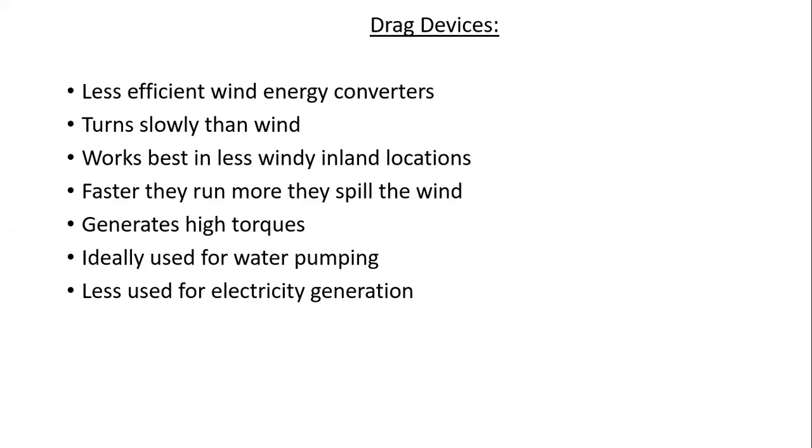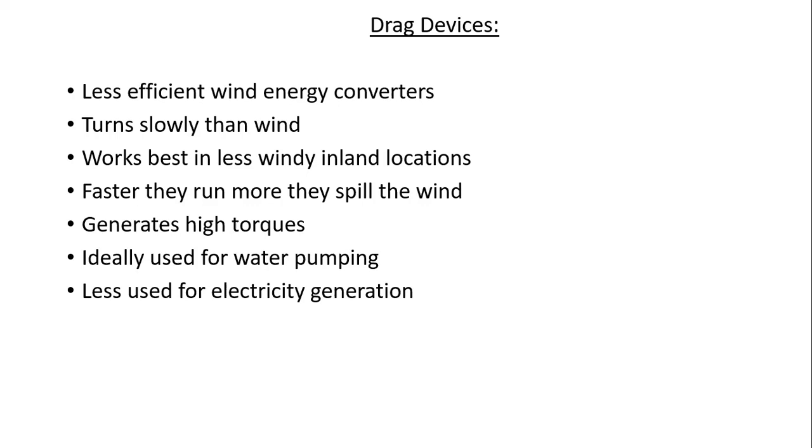And the ratio of the power extracted by a lift device to that of the drag device, for the same swept area, is usually greater than 3:1. That is, a lift device gives 3 times more than the drag device. And these drag devices are capable of generating higher torques than the lift devices. Higher torque means nothing but twisting forces.